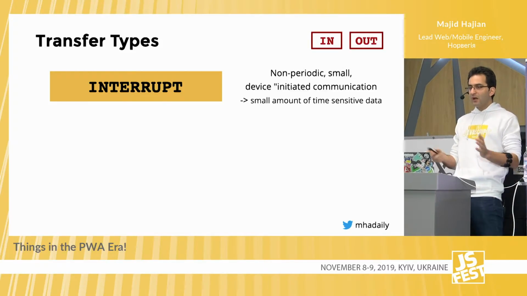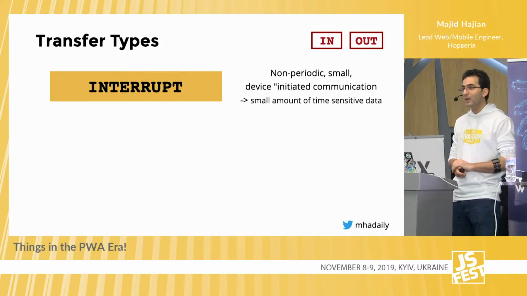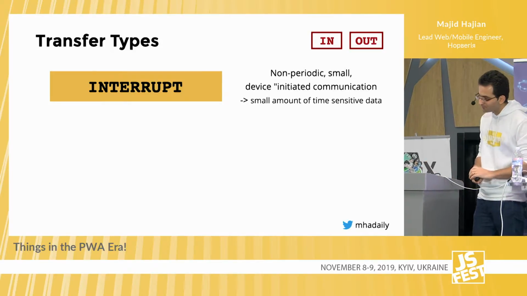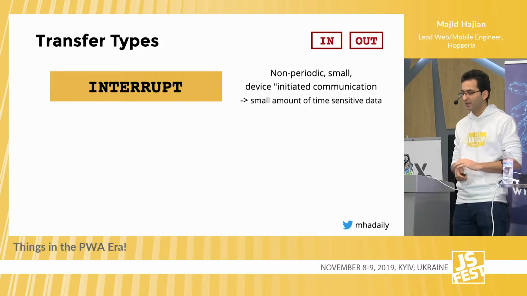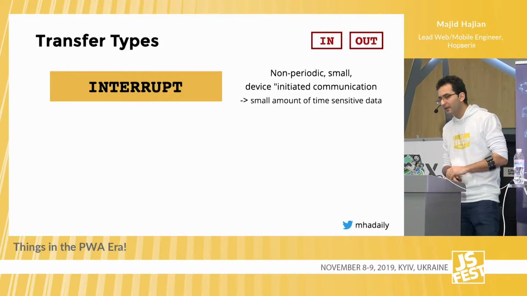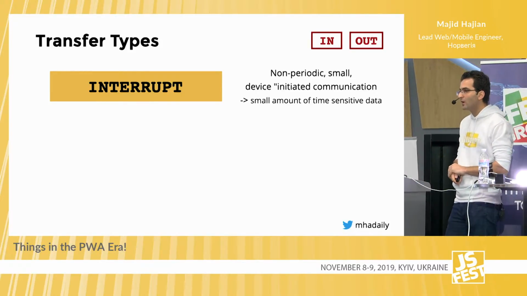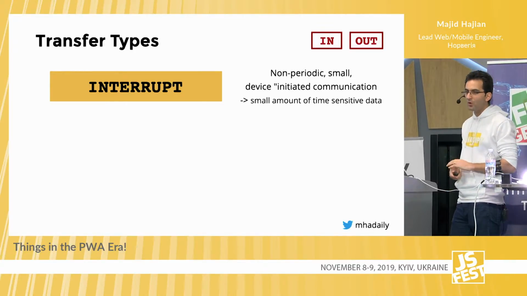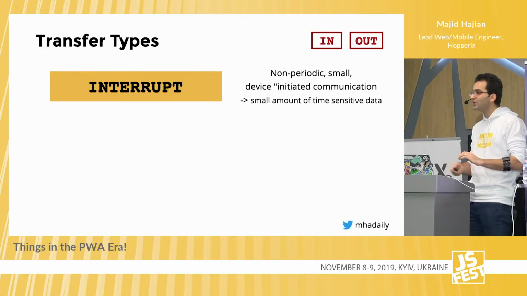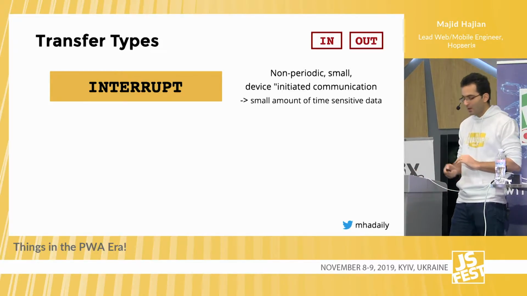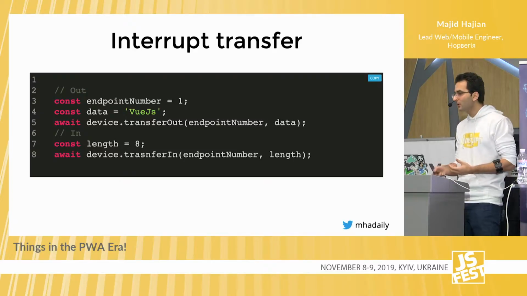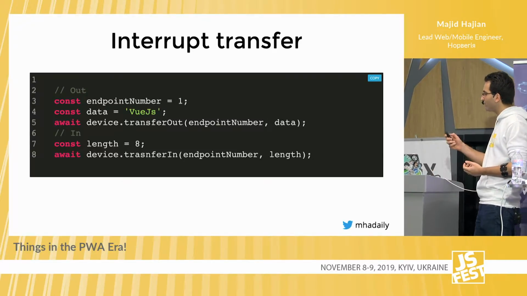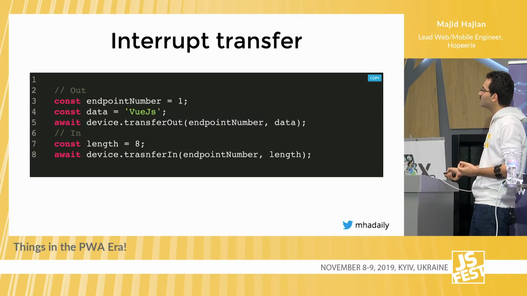But how many types of transfer do we have for transferring the data? We have 3 different types of transferring data. So we have interrupt. That means it's good for non-periodic and small device-initiated transfers, like maybe this printer. And the API is fairly simple. Once you have the endpoint ready, the only thing you need to do is transfer the data out or in.